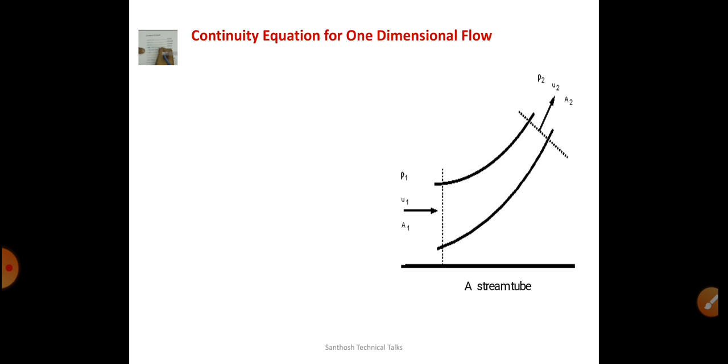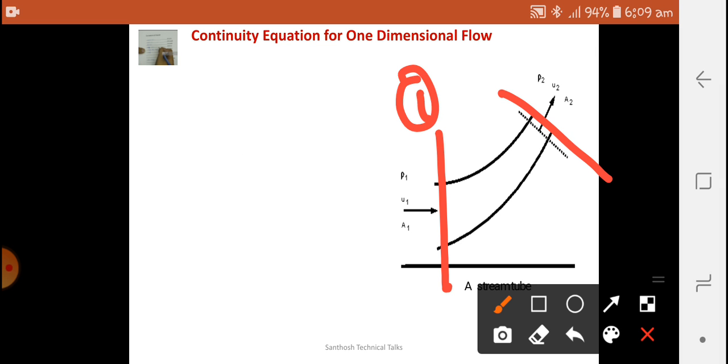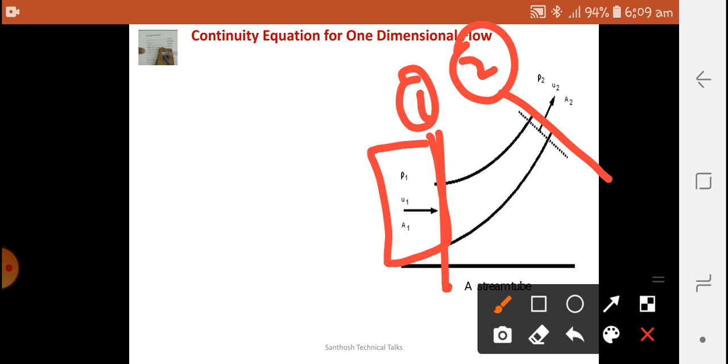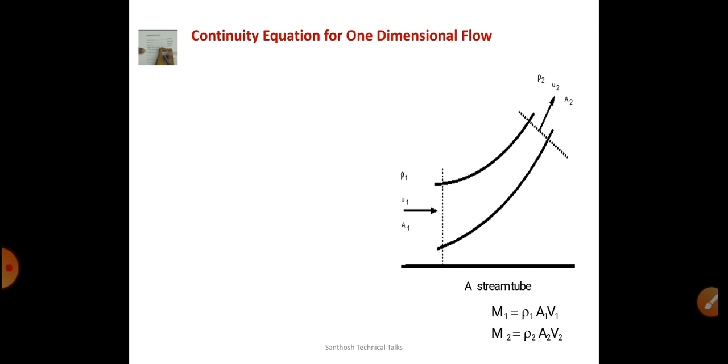Let us consider a stream tube of varying sections, section 1 and 2. The section varies, the path varies, but what it says is that the mass flow rate is constant over the flow. So that is the indication of the continuity equation. The mass flow rate is constant. That is, the mass flow rate in section 1 is rho 1 a1 v1, and the mass flow rate in section 2 is rho 2 a2 v2. So rho a v is the mass flow rate.